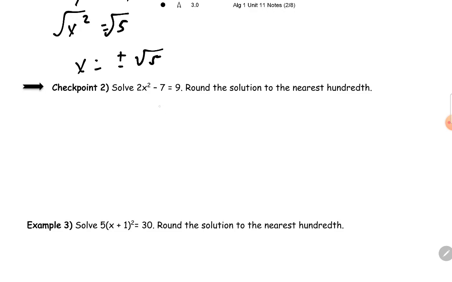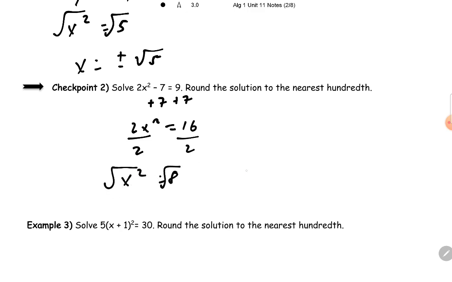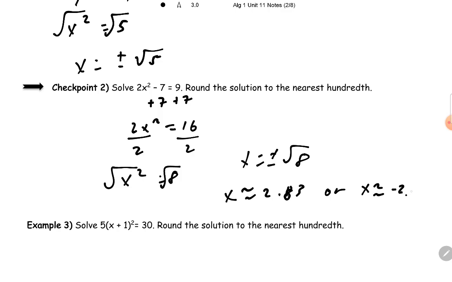Okay, 2x squared minus 7 equals 9. We're going to get rid of that minus 7 by adding 7. So I have 2x squared equals 16. 2 is being multiplied by x squared, so to get rid of it, we're going to divide by 2. X squared equals 8. Take the square root. We have x equals plus or minus the square root of 8, which if we round to the nearest hundredth, would be positive 2.83 or negative 2.83.